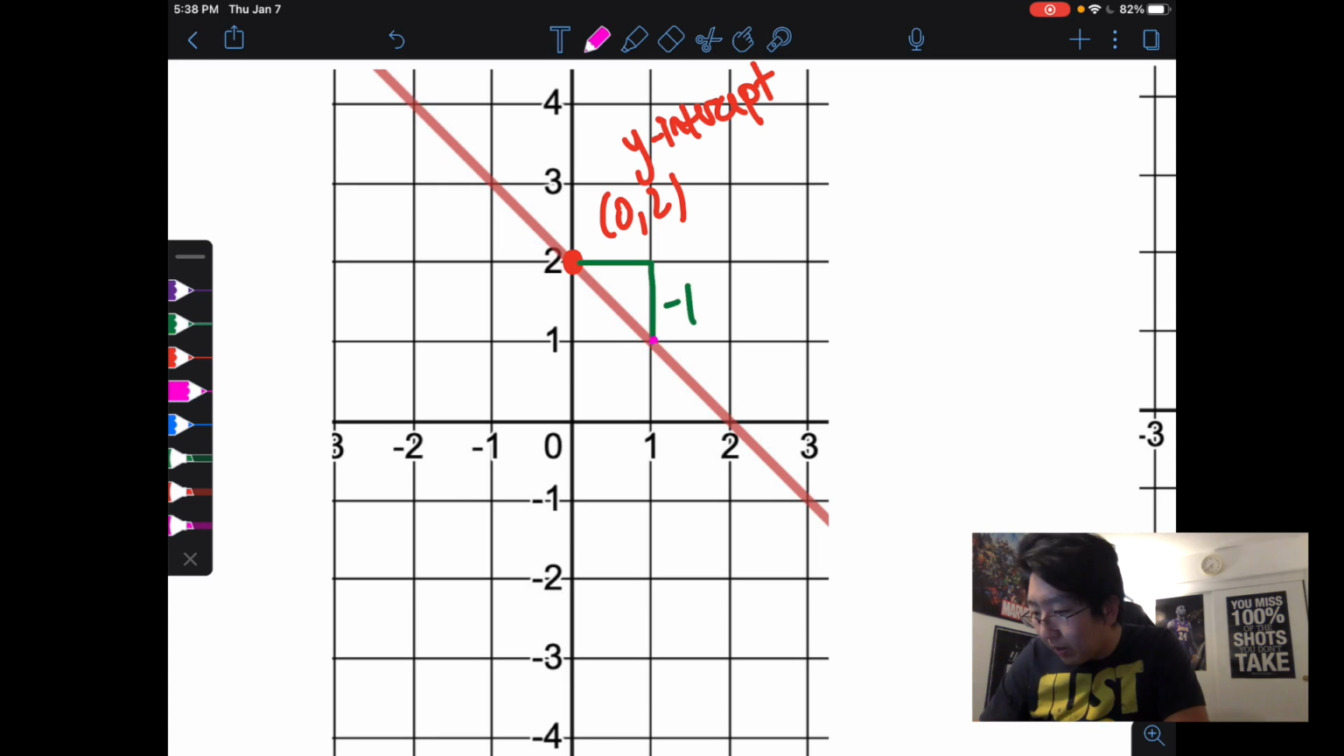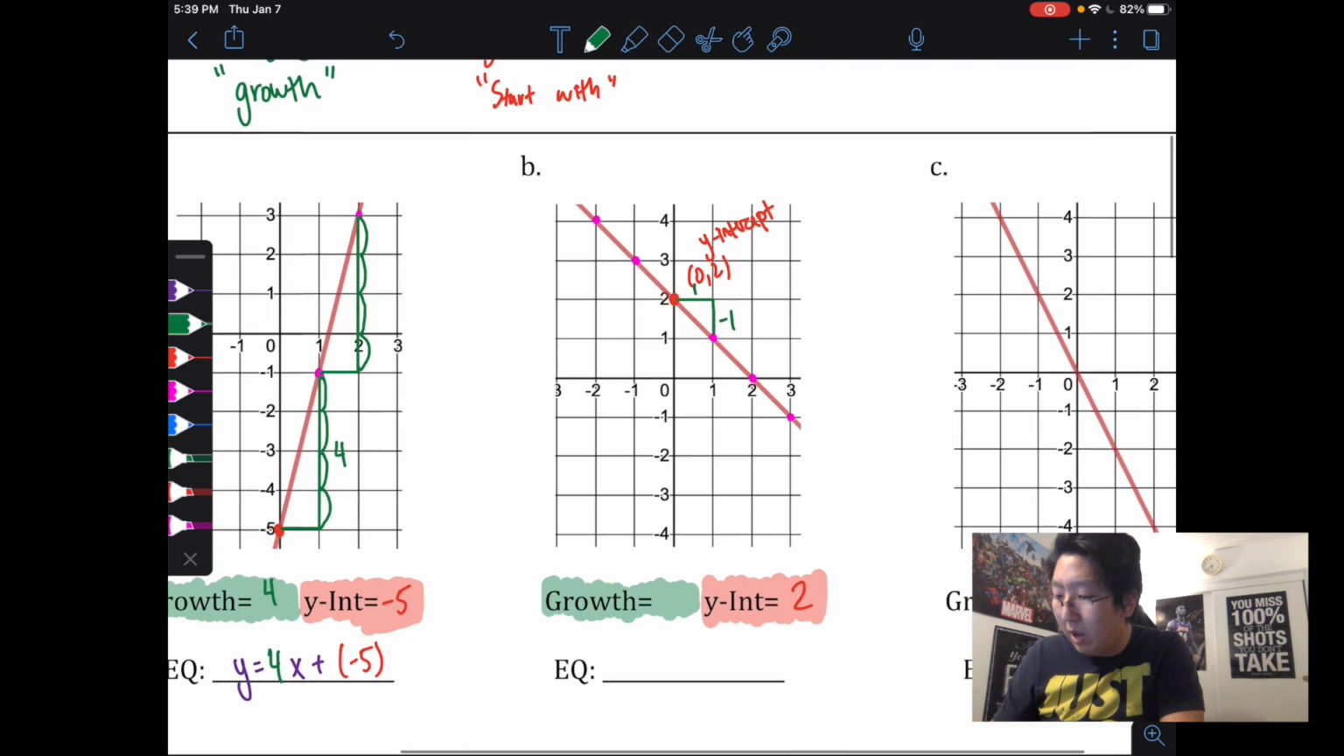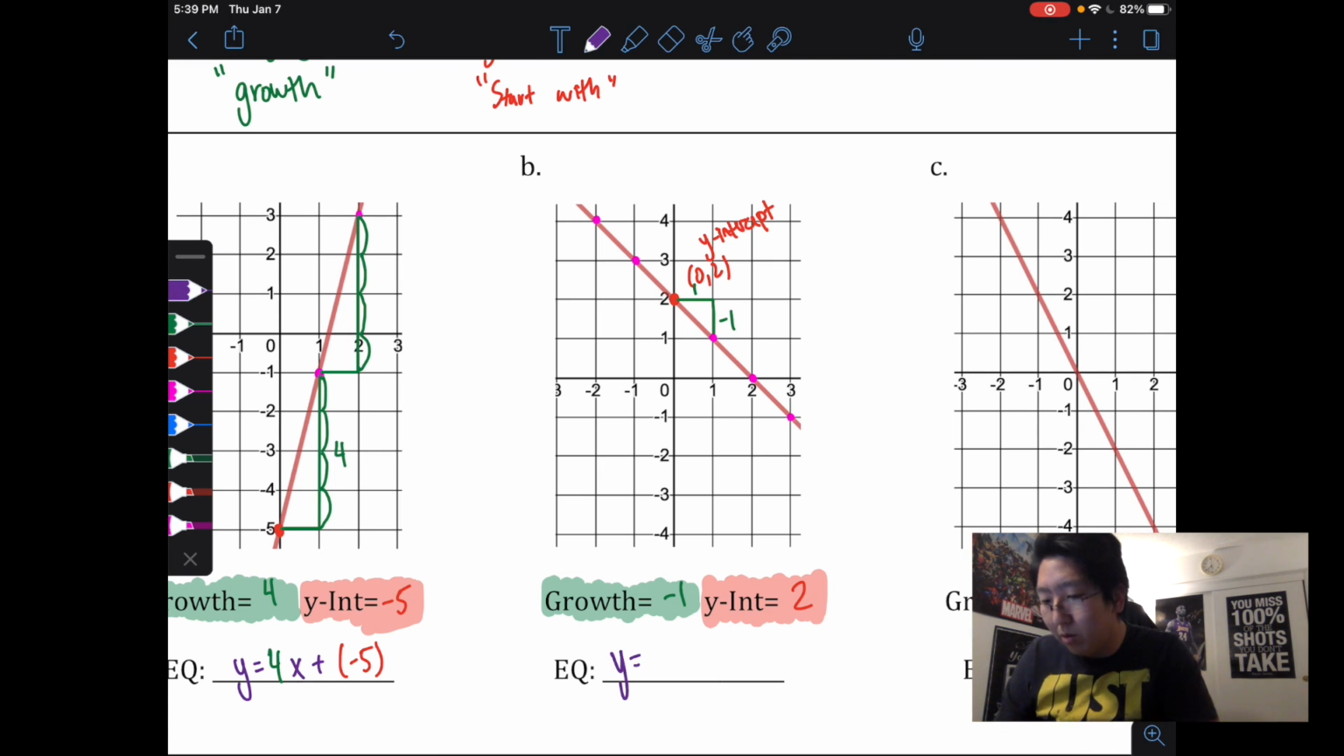Here's a lattice point. That's why I drew that triangle. Here's the next lattice point. Here's the next lattice point. And I could take any lattice points. The two closest ones will be the easiest way to find our m. All right, so here we go over 1, -1. So our m is -1. Equation is y equals -1x plus 2.